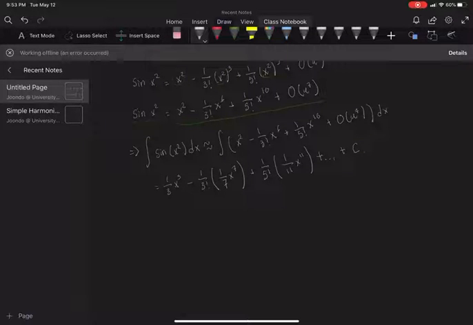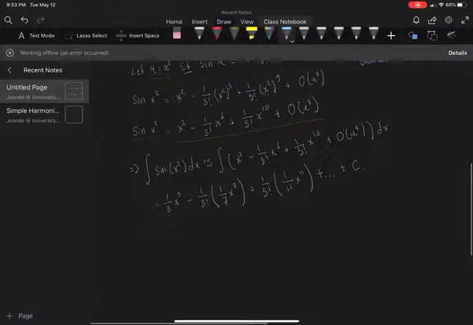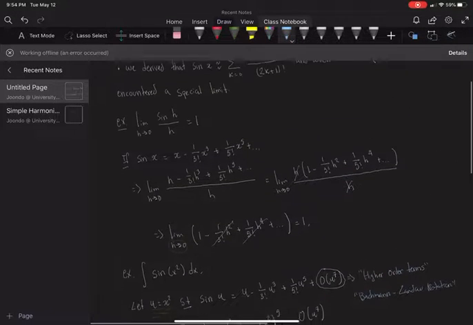So we can definitely integrate. We can definitely find an approximate integral or approximate solution to this kind of integral using the Taylor series. And this is one of the great uses of Taylor series.